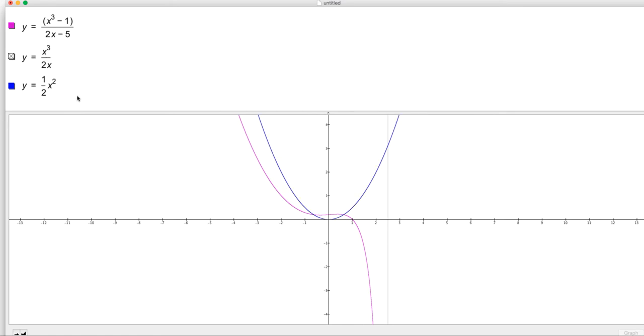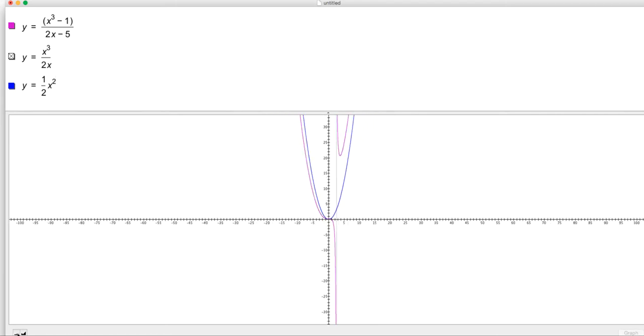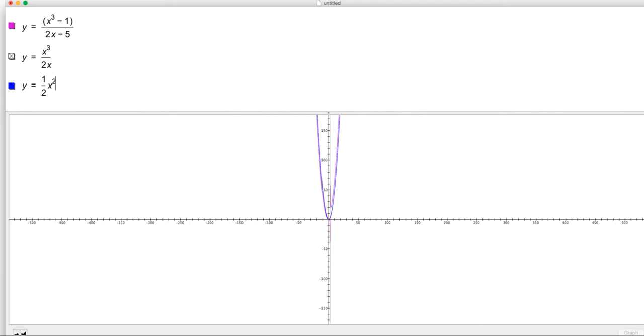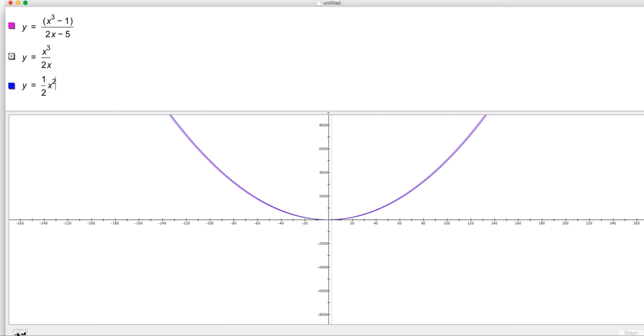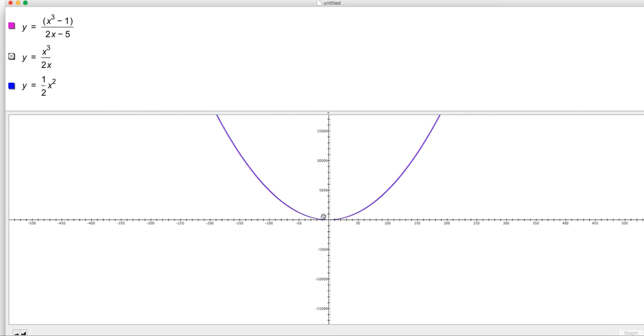But when we zoom out, we can see that the purple graph and the blue graph start to look the same. And if we take a look at a special range, let's say from negative 50 for x to positive 50, and let's go from negative 100 to positive 100. In fact, let's make it 1,000 for the y-coordinates. We can see that those two graphs are really starting to look alike. And it doesn't really matter what was happening around x equal to 5/2, because when we zoom out, we're considering a different set of x values.